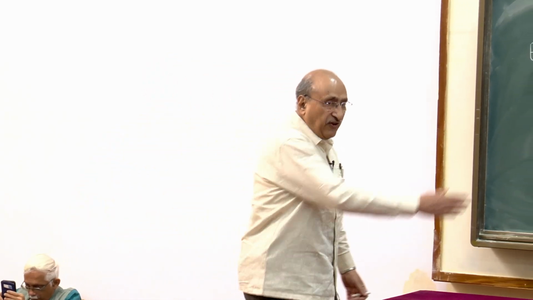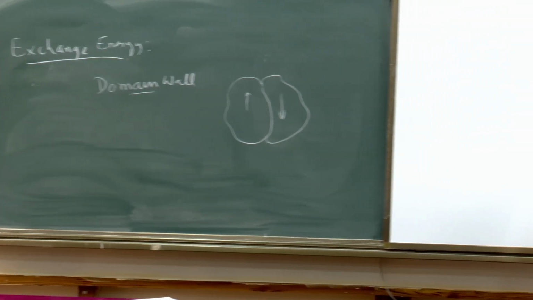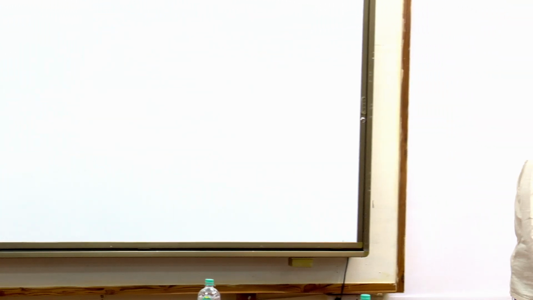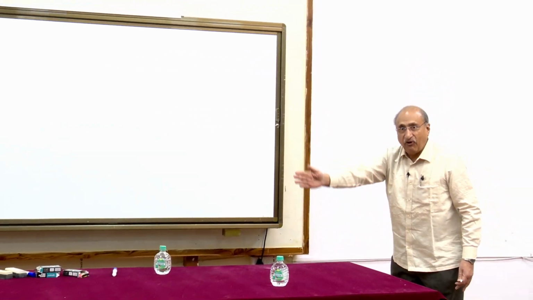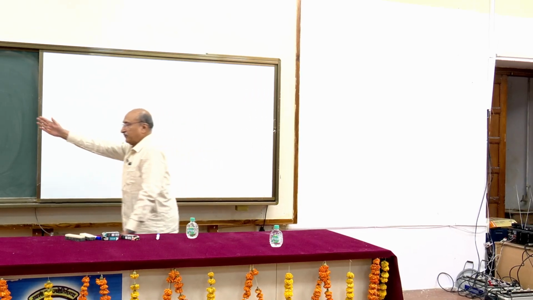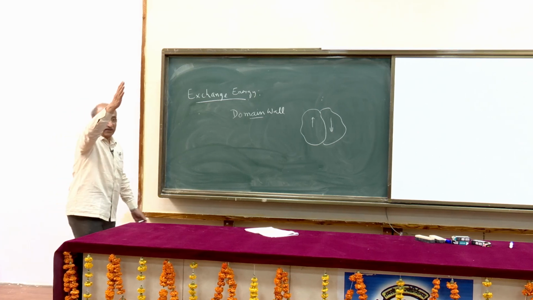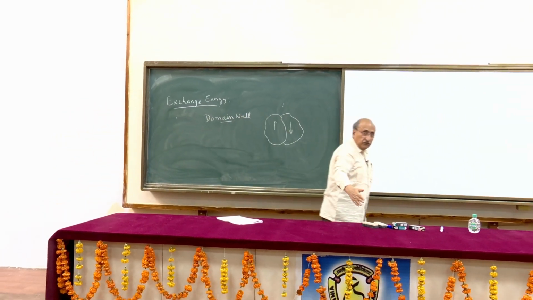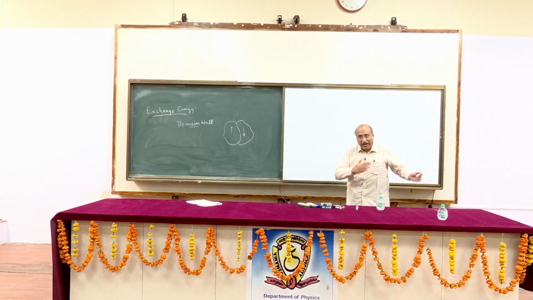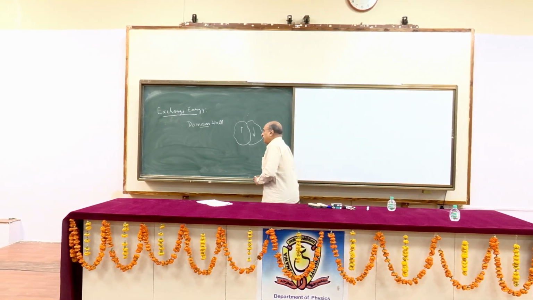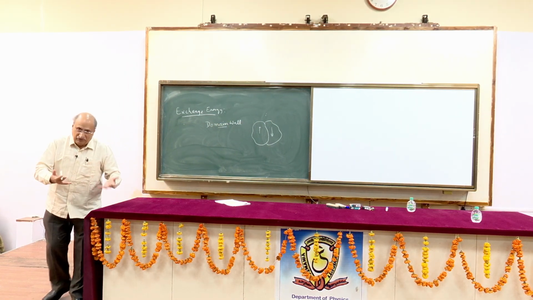Another possibility is that if I am going from here to here, I make transitions like this. All right? It means my magnetic moments are lying along the wall. There is nothing special about these two directions. It can happen like this. Okay? There are various possibilities in which transitions can take place from this particular domain to this particular domain. And depending upon how the transition takes place, the wall energy becomes different.